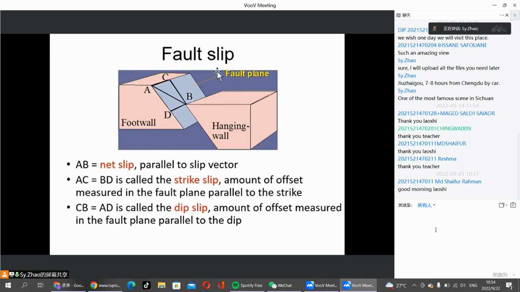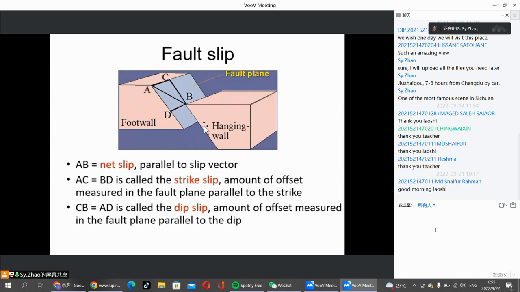Yeah, and if the two blocks aside the fault displace, if the displacement is along the AB line, it's called net slip, which is parallel to the slip vector. And if a fault displaces along AC or BD, we call it a strike slip, which moves parallel to the strike.